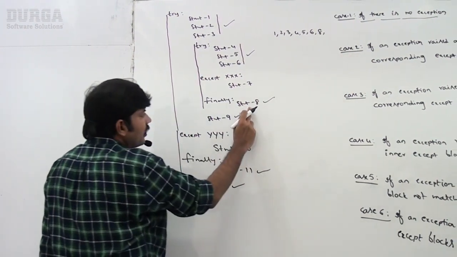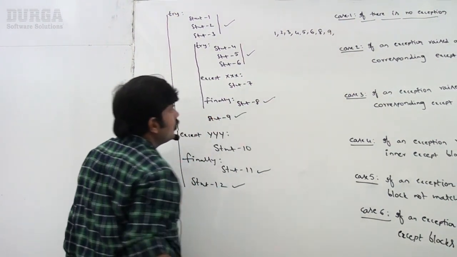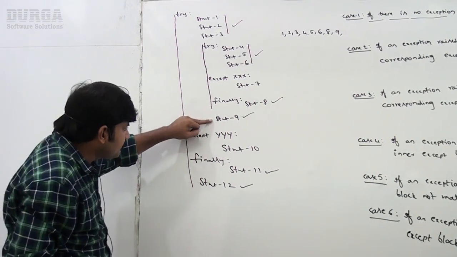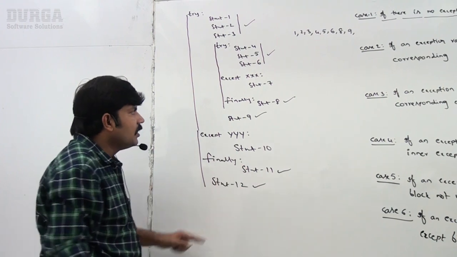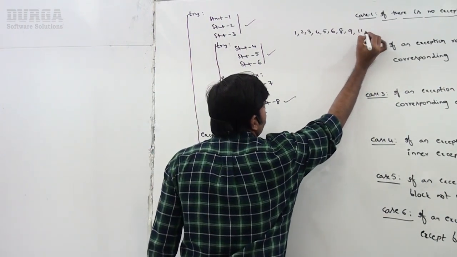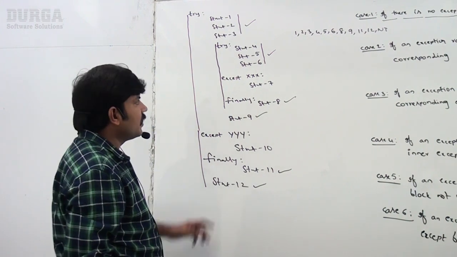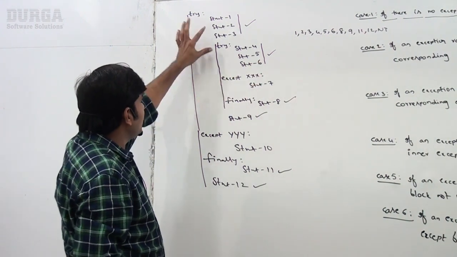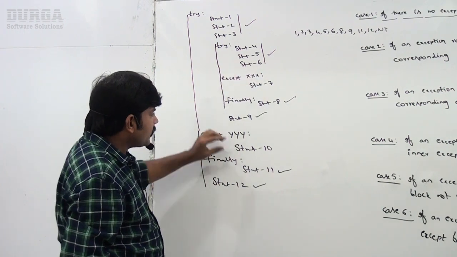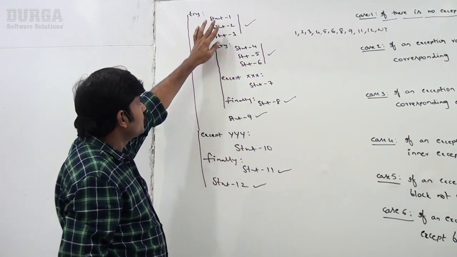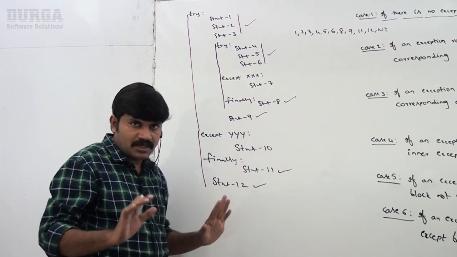8 will execute. After finally, the independent statement 9 will execute. 1, 2, 3, 4, 5, 6, 8, 9. Next 10 won't execute because it is an except block. 11, 12: normal termination. Observe very carefully. 1, 2, 3, 4, 5, 6. This except block won't execute. Next, this except block won't execute. So 1, 2, 3, 4, 5, 6, 8, 9, 11, 12, normal termination.